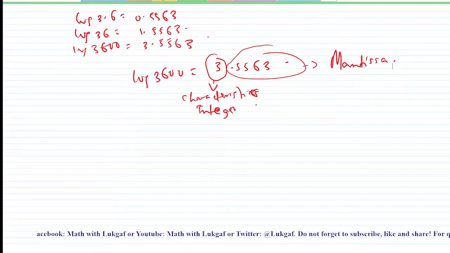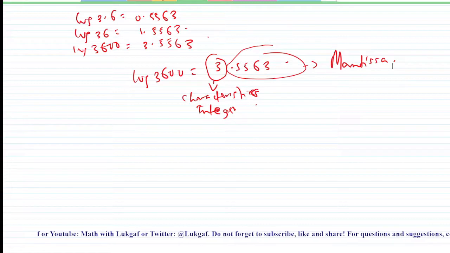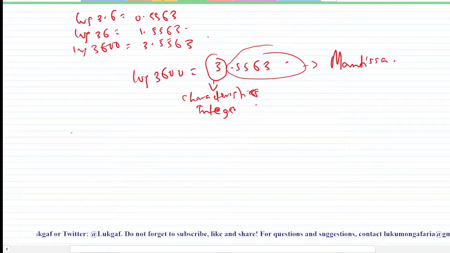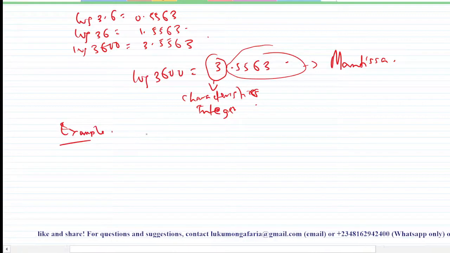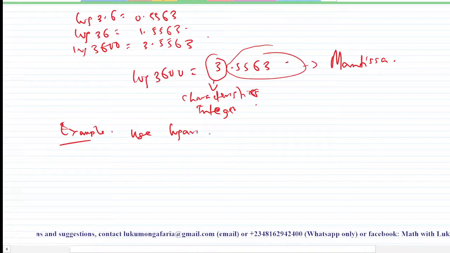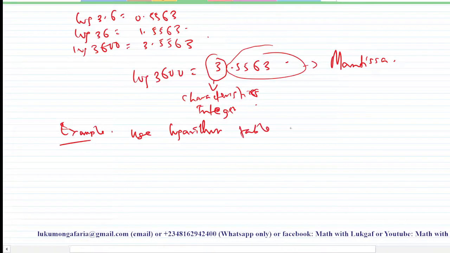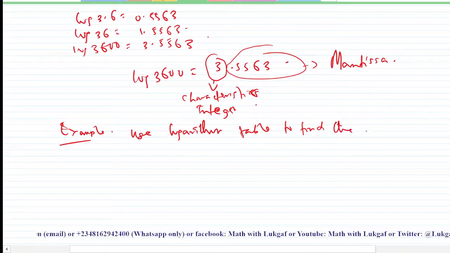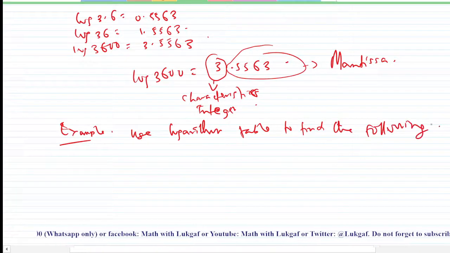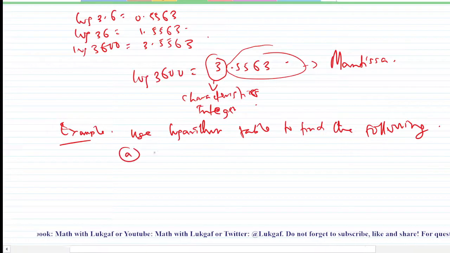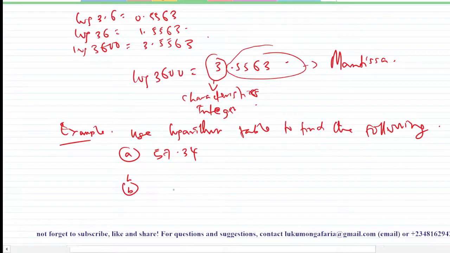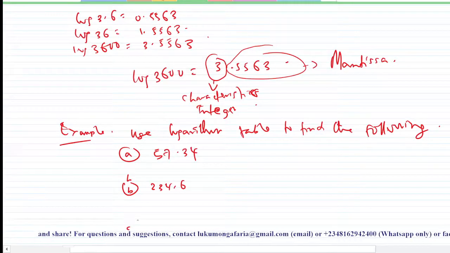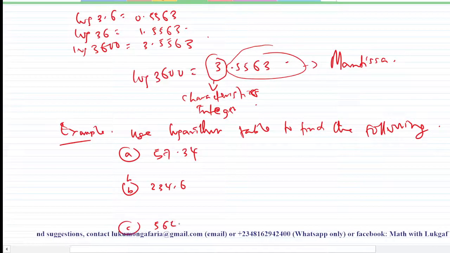And how do you do this? You look up the numbers from the four-figure table. Let me give you an example to back it up. Example: use logarithm table to find the following. Number 1, 57.34. Number 2, 234.6. And number 3, 5647.